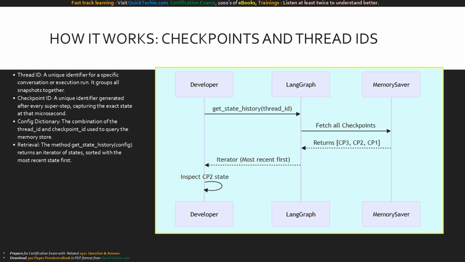Follow the sequence diagram to understand the data retrieval. The developer requests the state history for a specific thread ID. LangGraph queries the memory saver checkpointer, fetching all checkpoints associated with that thread. The memory store returns the array of checkpoints, sorted from the most recent, CP3, back to the oldest, CP1. The developer can then iterate through this list and inspect the exact state stored inside CP2.